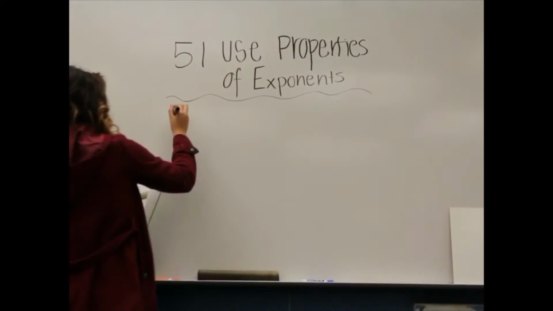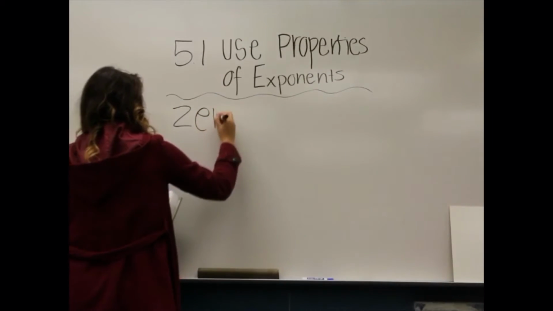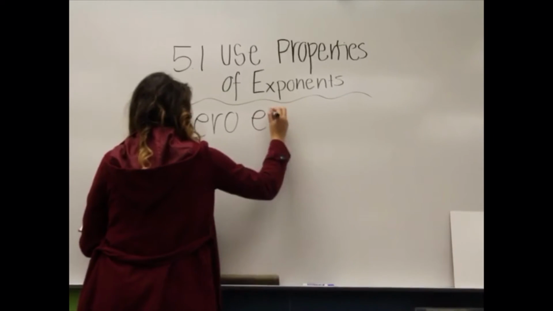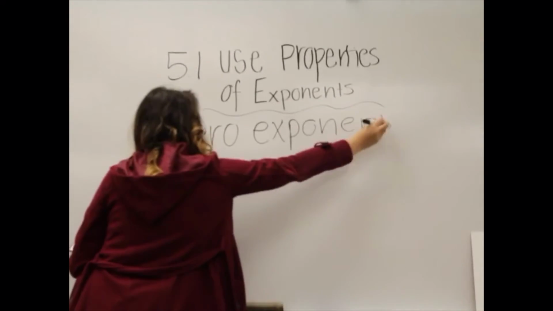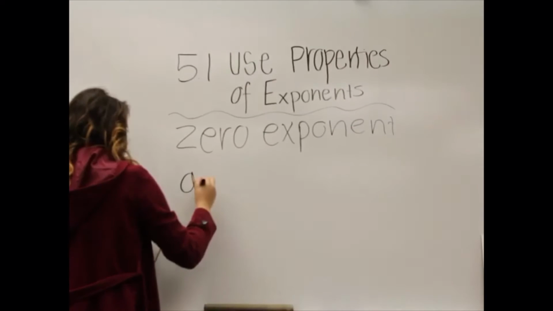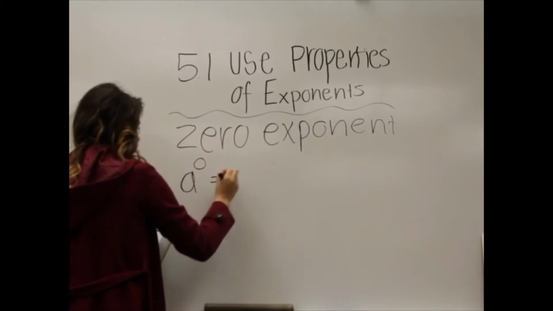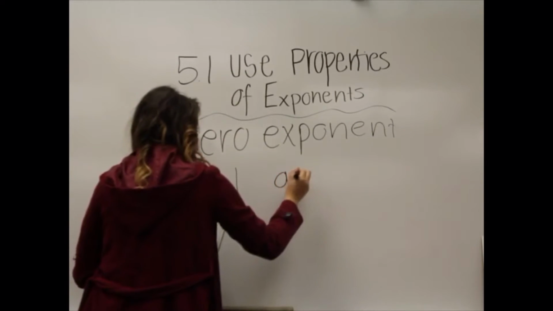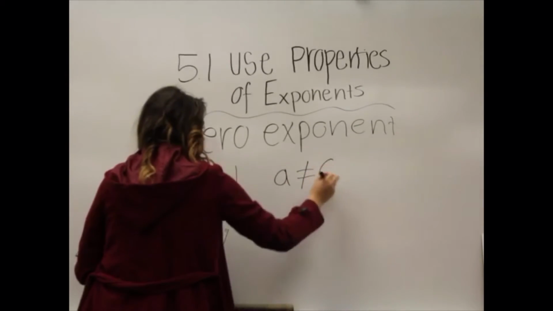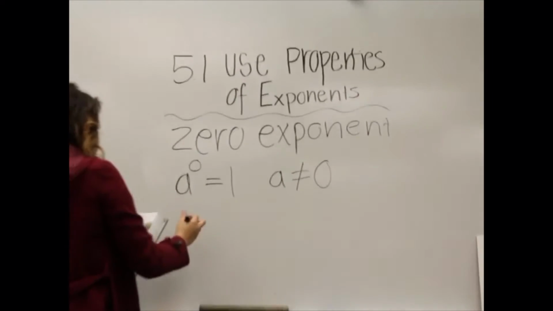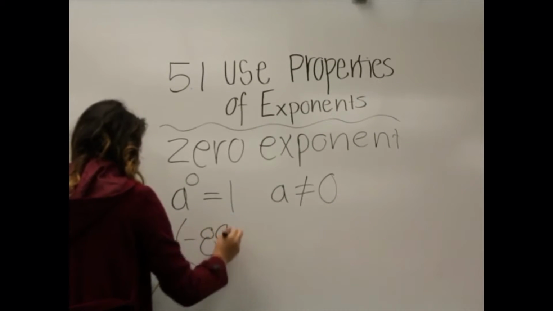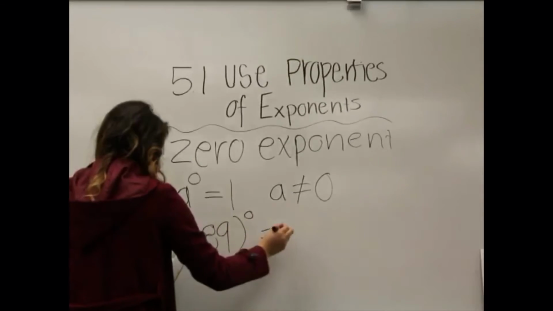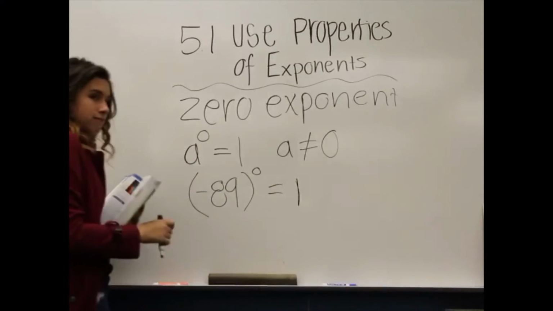Next property will be the zero exponent, which would be A to the power of 0 equals 1, where A does not equal 0. So for an example, if we were to have negative 89 to the power of 0, it would equal 1.